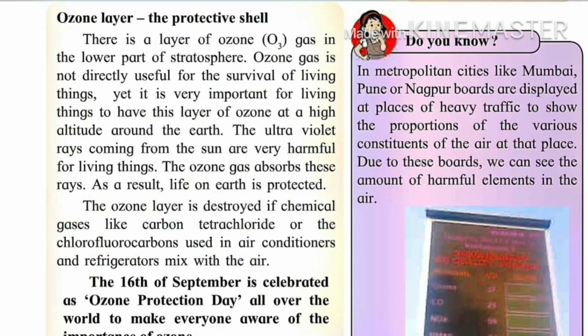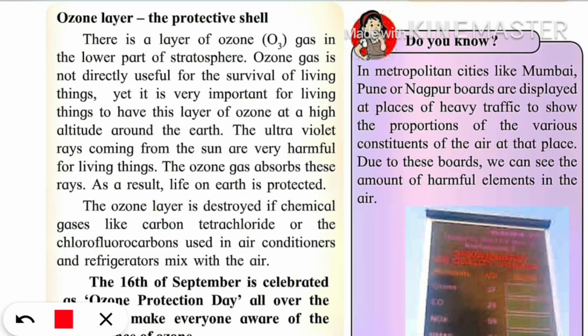We'll see what the ozone layer is. There is a layer of ozone, meaning O3 gas, in the lower part of the stratosphere. After this explanation, I'll give you one diagram where all these spheres are present. Ozone gas is not directly useful for the survival of living things, yet it is very important for living things to have this layer of ozone.